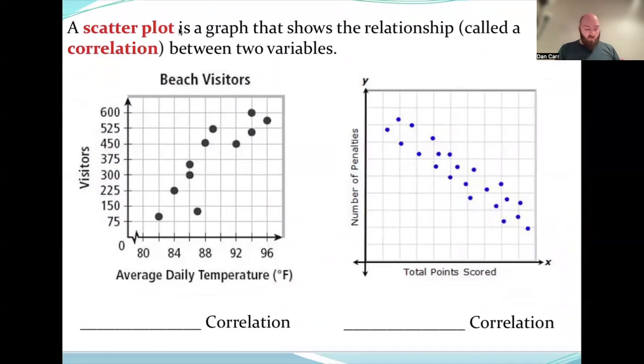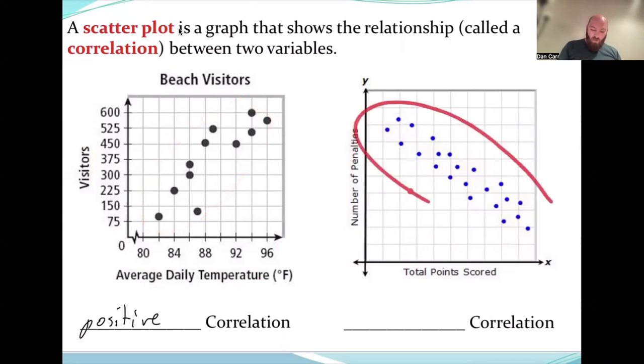The other thing we can tell from our scatter plots is the direction of the correlation. For example, when you look at this one here, it's mostly going up and to the right. So the idea is that as average daily temperature goes up, the number of visitors is going to go up. That is a positive correlation. And when you compare that to this one, as total points scored goes up, the number of penalties goes down. So that is going to be a negative correlation.